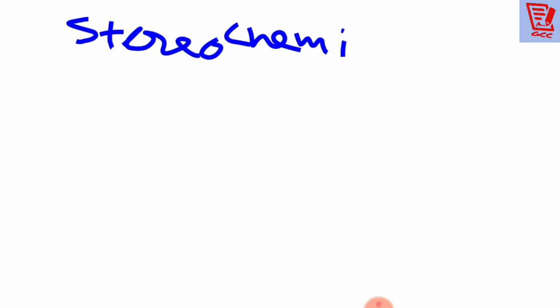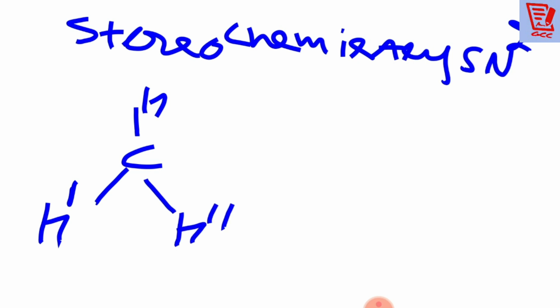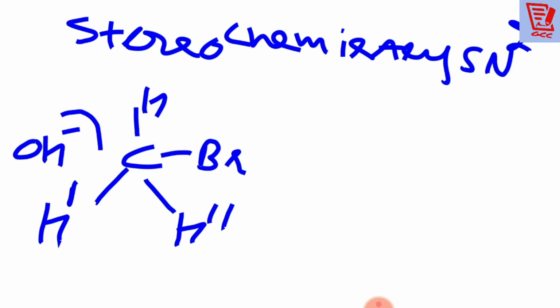Stereochemistry of SN2 mechanism. So what to do there? You must see, please. Here you can make CH3Br, CH3CH2Br, anyone you can make here. Suppose I am writing here CH. Let it be, but this is the same, I am writing it differently. Suppose let it be CH dash, and let it be CH double dash. Okay, and this is a Br, and OH negative is going to attack over here.